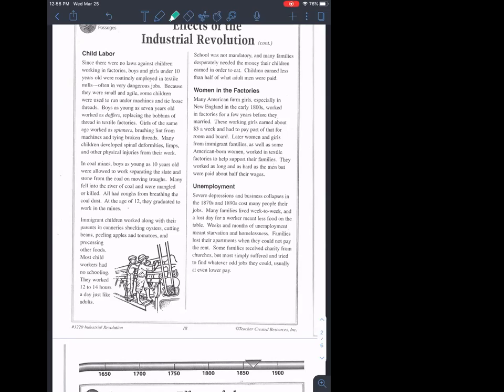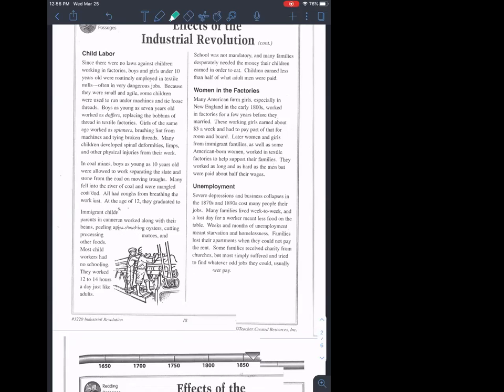Unemployment. Severe depressions and business collapses in the 1870s and 1890s cost many people their jobs. Many families lived week to week, and a lost day for a worker meant less food on the table. Weeks and months of unemployment meant starvation and homelessness. Families lost their apartments when they could not pay the rent. Some families received charity from churches, but most simply suffered and tried to find whatever odd jobs they could, usually at an even lower pay.